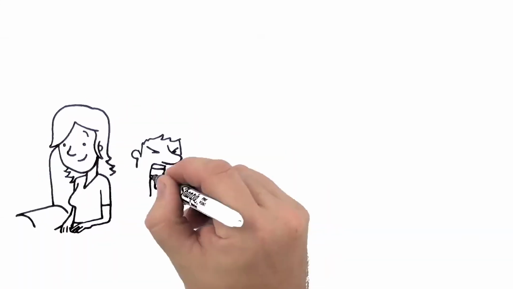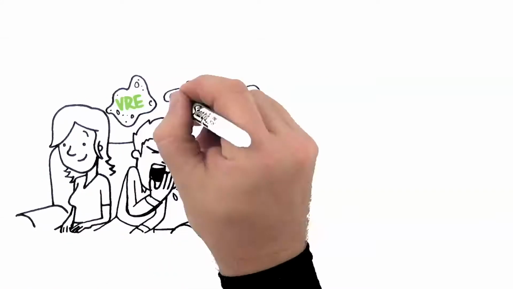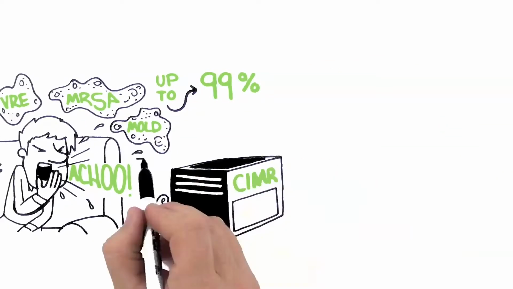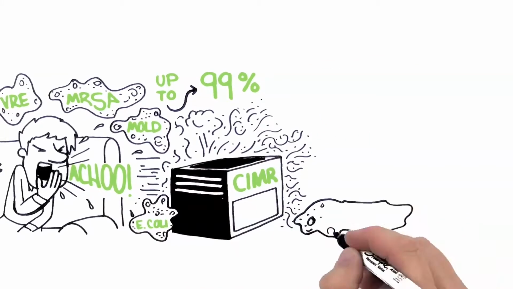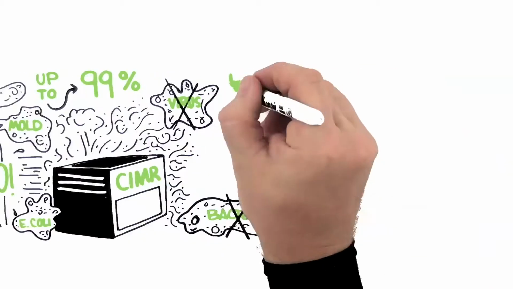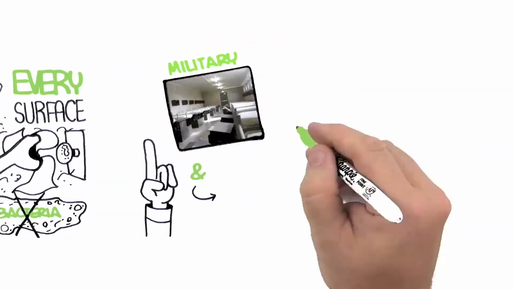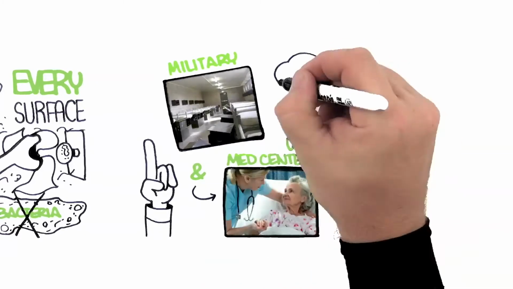Today, in our interconnected world, dangerous germs can spread quickly. Fortunately, CIMR infection control technology kills up to 99.9% of bacteria and viruses in the air and on every surface. CIMR goes everywhere air can travel. CIMR technology has been proven at numerous military installations and at leading university medical centers.